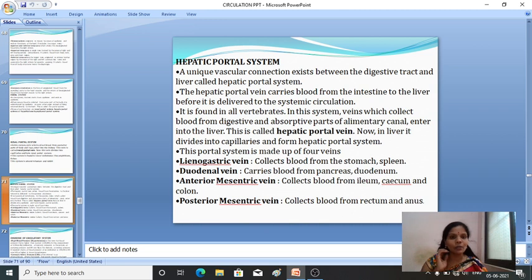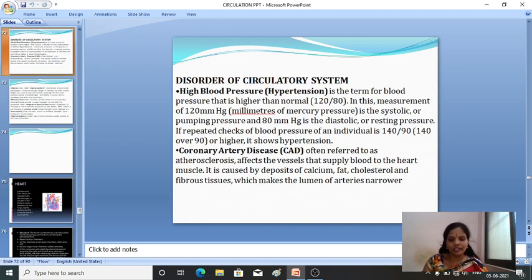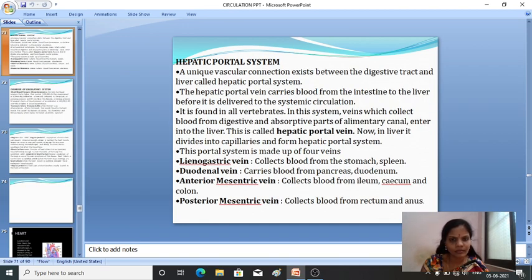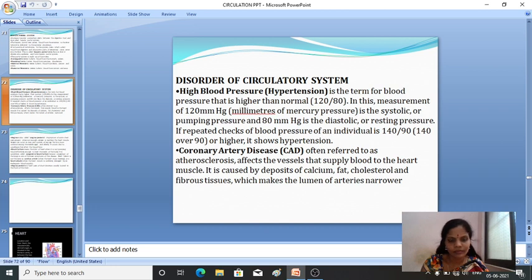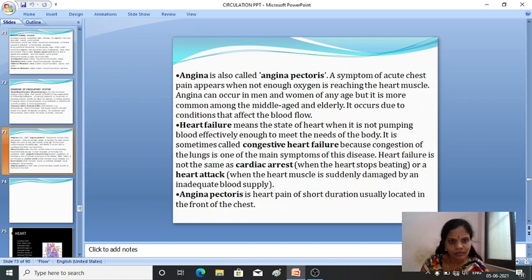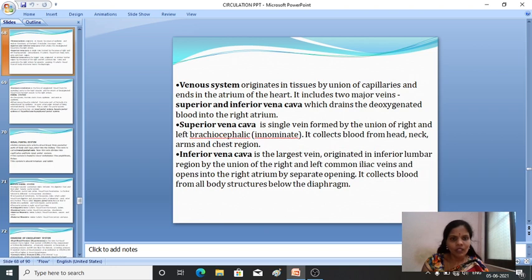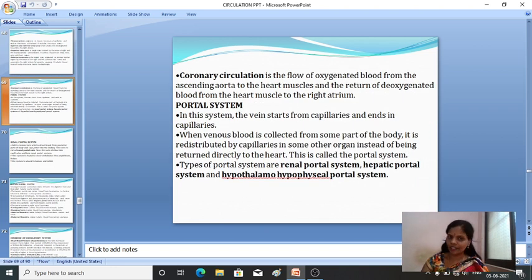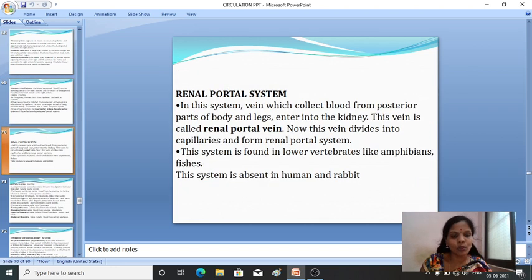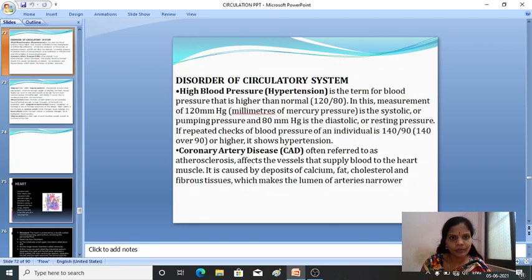So that's about the hepatic portal system and renal portal system. Next comes the disorders. Hope it is clear regarding the double circulation, hepatic portal system and renal portal system. Next we'll move on to the last part of this chapter, that is the disorders.